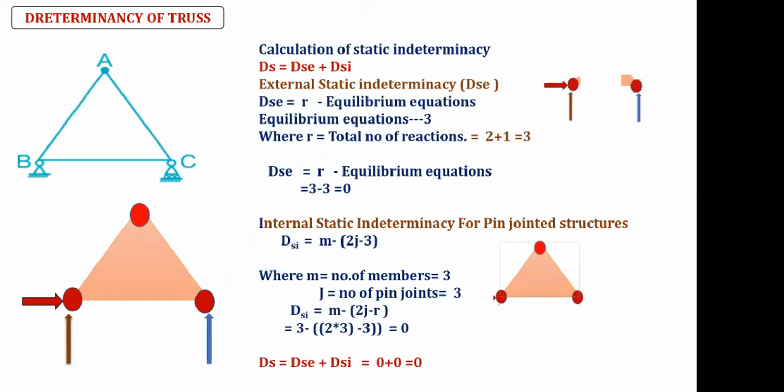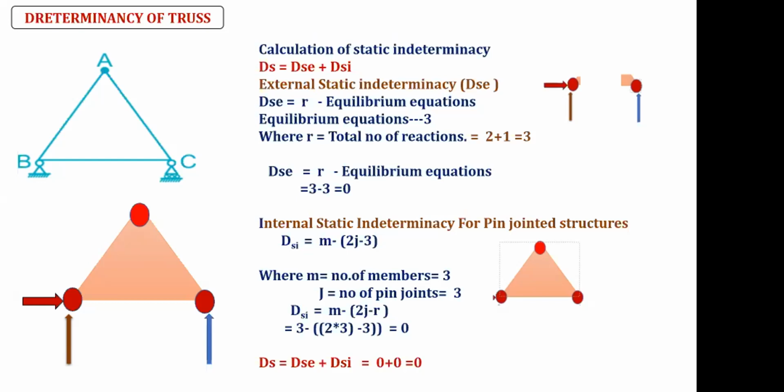So calculation of static indeterminacy, that is external plus internal. First we can calculate external static indeterminacy, DSE. At point B, that is pinned condition.